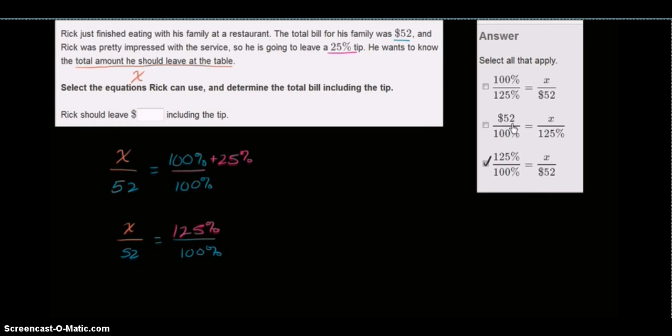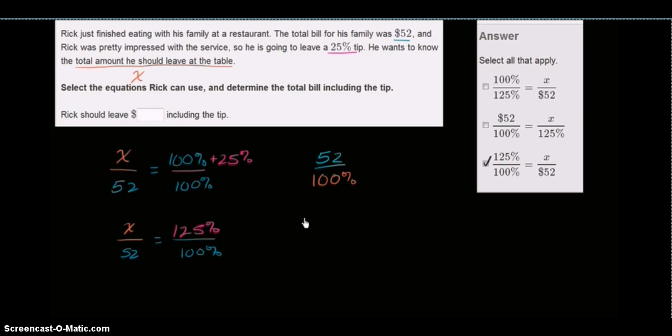So here it's the ratio of the actual bill to 100% is equal to the ratio of what you're going to pay to 125%. Now this makes sense too. Let me just rewrite it again for emphasis. So here they're constructing a proportion where you have the ratio of the total bill, and you're saying, hey, look, that total bill is 100%.